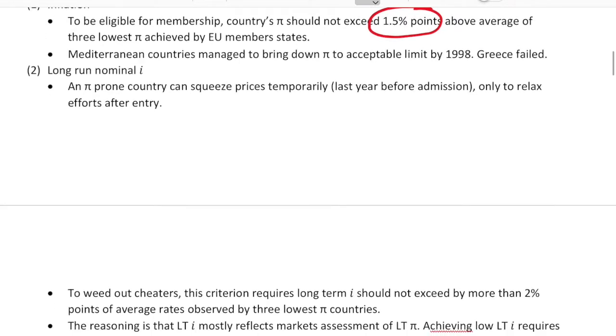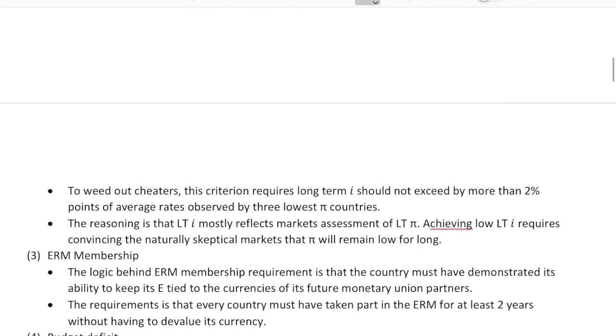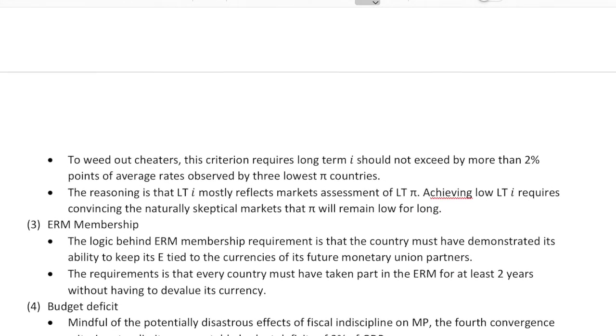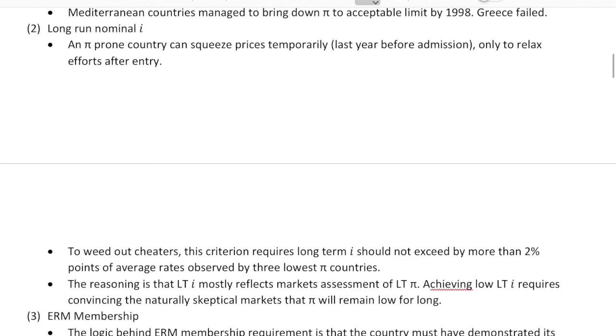And so to weed out the cheaters, this criteria requires that long run interest rate should not exceed by more than 2% of average rates observed by three lowest inflation countries. So here's how it would work, right? If you were told that your inflation target cannot be more than 1.5% of the average of three lowest inflation countries, well, what you would do is you would increase your interest rates to a point where it brings economic activity down to a standstill, which in turn causes a drop in inflation, right?